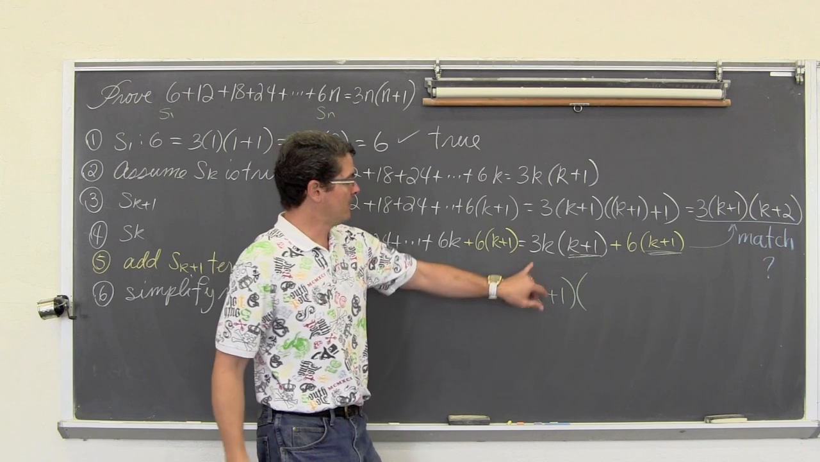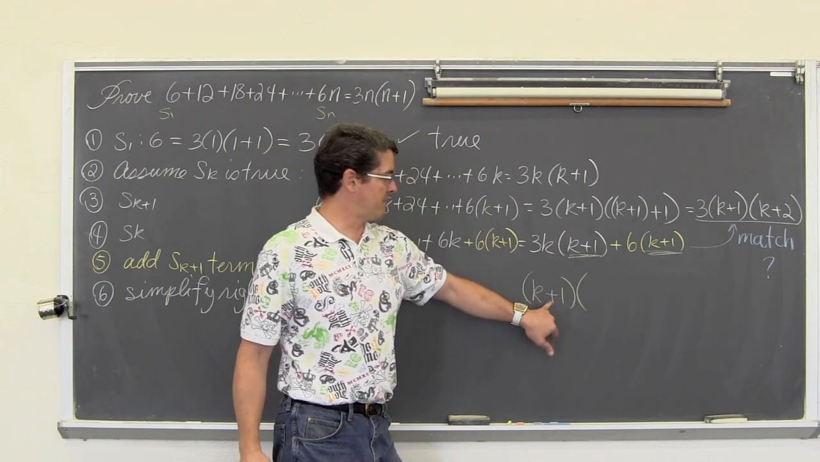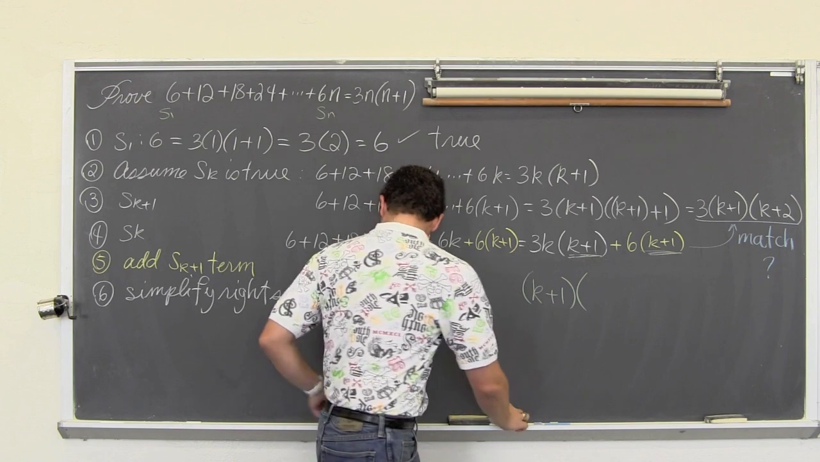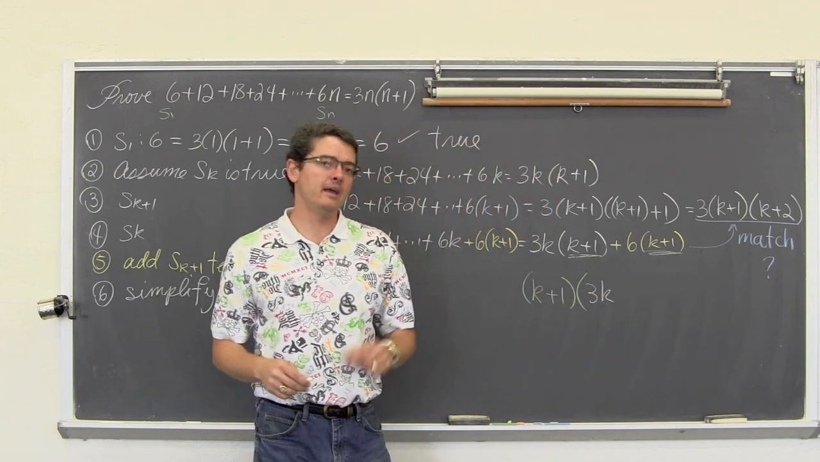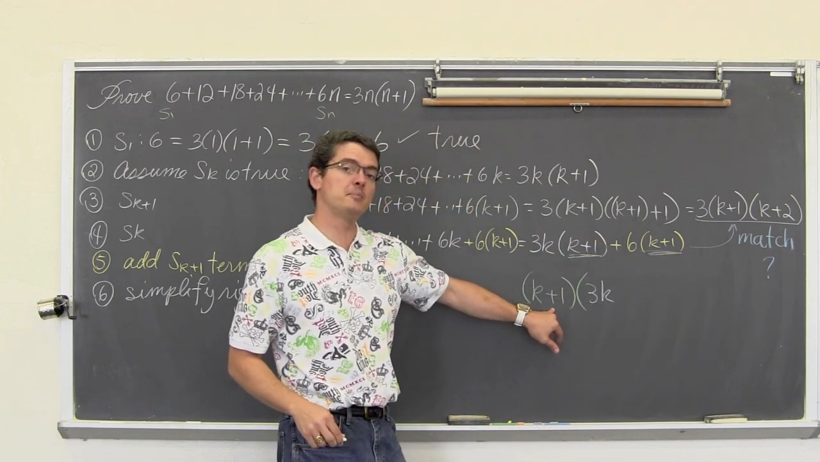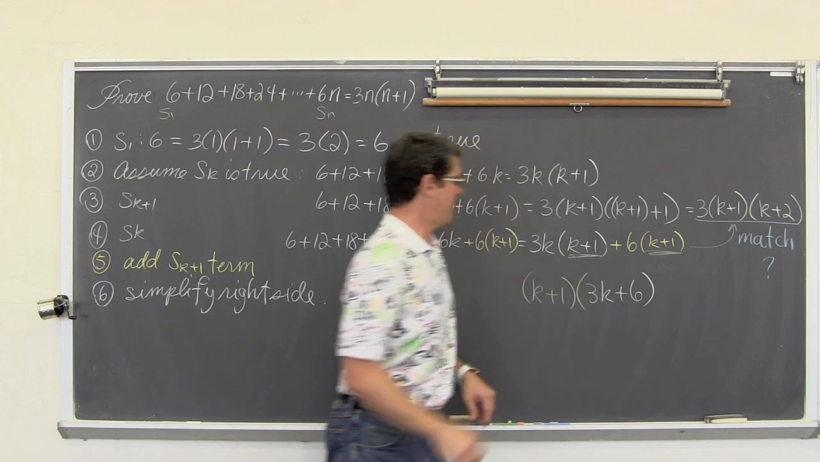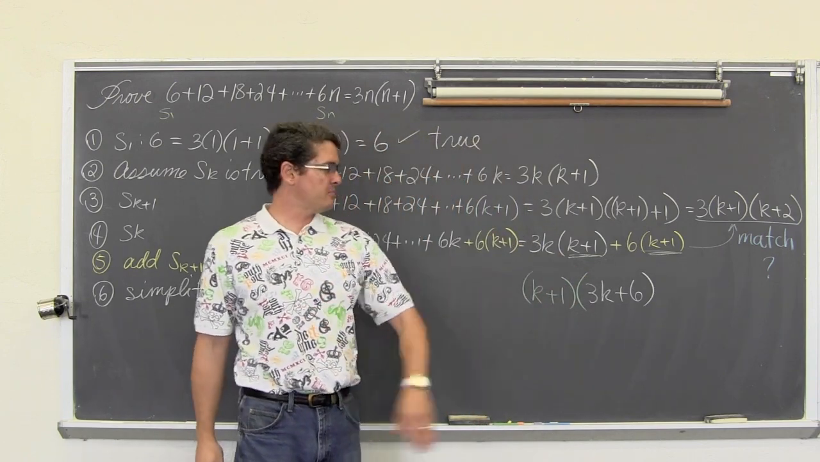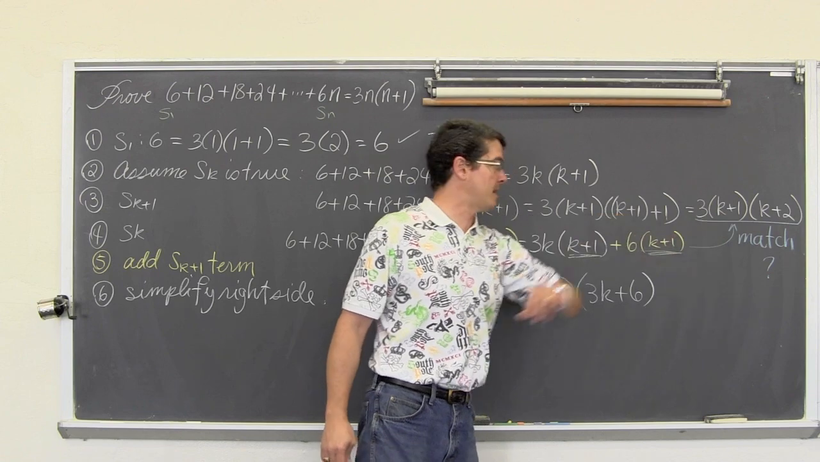And what is left? 3k times k plus 1 divided by k plus 1 is going to leave you with 3k, and 6 times k plus 1 divided by k plus 1 is equal to 6. Okay, so I've done a little bit of simplification, but I still do not have my right side equaling what I had in my S of k plus 1 statement.